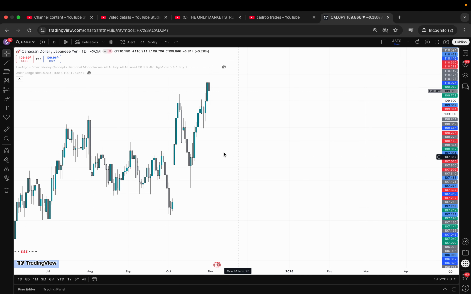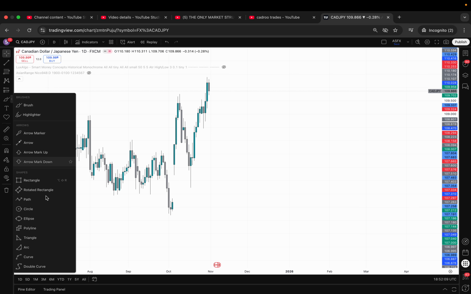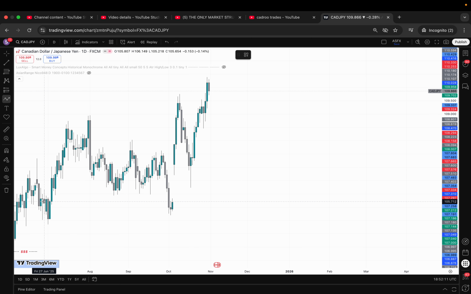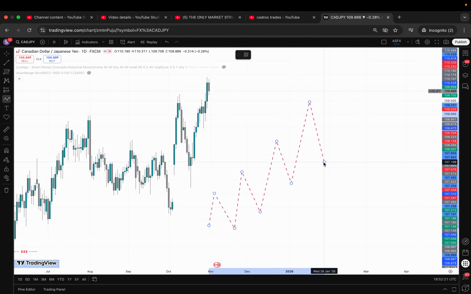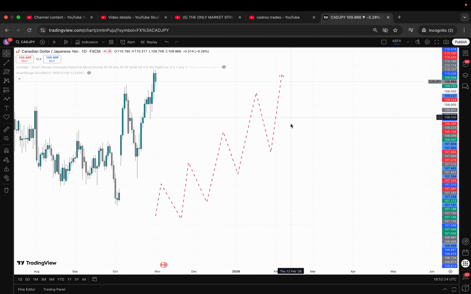Okay. So this is just a theoretical explanation of liquidity. So let me just show you guys. Let's say in a bullish market, when the market is going up. In a bullish market, when the market is creating a series of higher highs and higher lows.